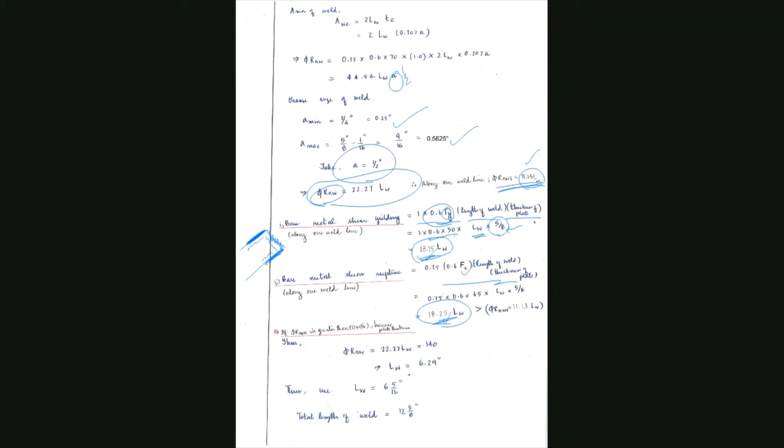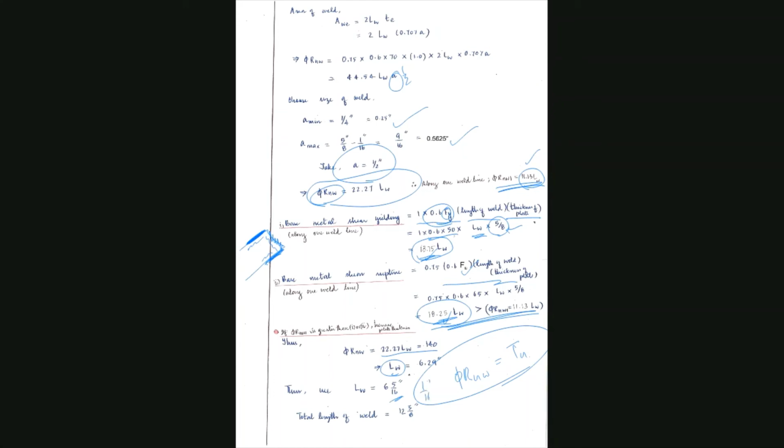Both are higher than the capacity of the weld, which means it's safe. You can go ahead. Now, what we do after this check is done, it's easy. We're just equating phi Rn Lw to the ultimate load. So 22.47 Lw equals 140. You get the value of Lw rounded to the nearest 1/16th of an inch.